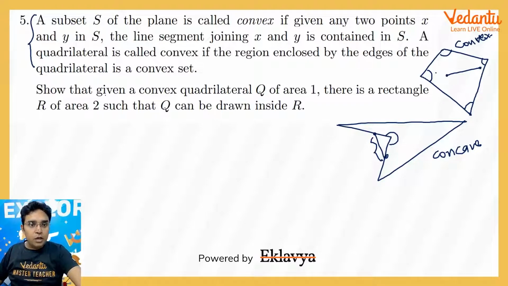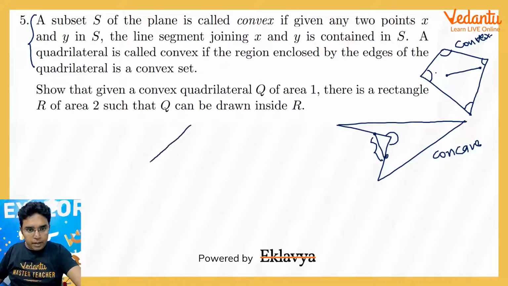Now they are saying, show that given a convex quadrilateral Q of area 1, there is a rectangle R of area 2 such that Q can be drawn inside R. Now I will make 2-3 cases for this. First of all, we should understand that for any quadrilateral, we have to have at least one of the angles that is greater than or equal to 90.